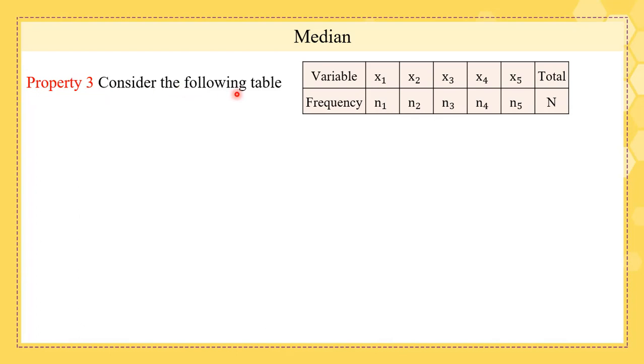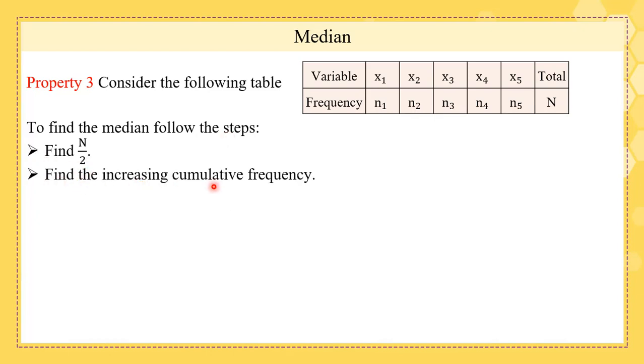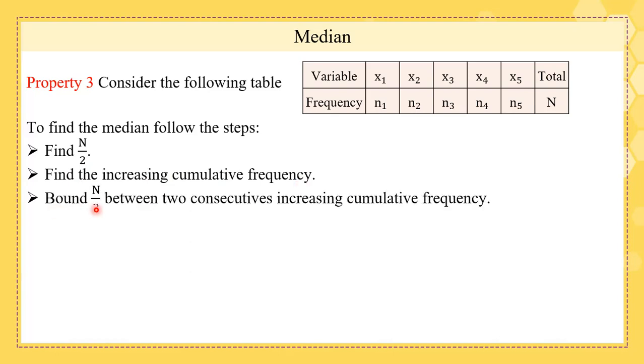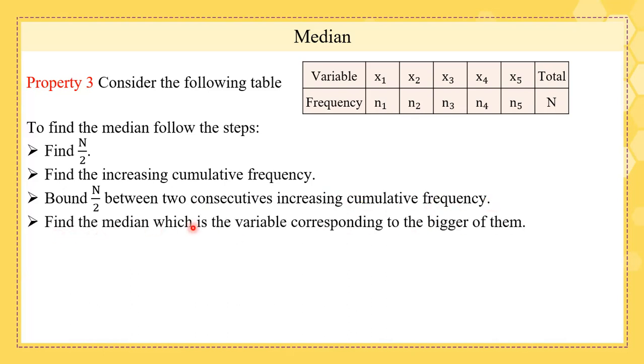Property 3. Consider the following table. In the first two cases, we have simple values. Now we have the data in a table. To find the median in a table, follow the steps. First, find n over 2. Second, find the increasing cumulative frequency. Third, bound n over 2 between two consecutive increasing cumulative frequencies. Finally, find the median, which is the variable corresponding to the bigger of them.